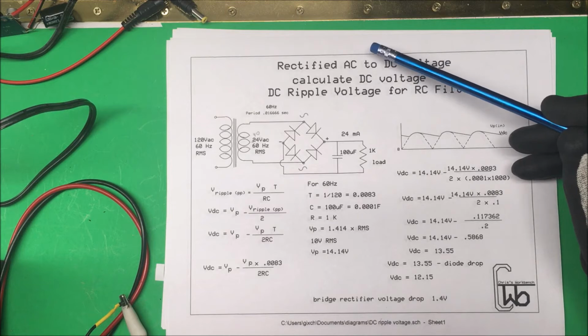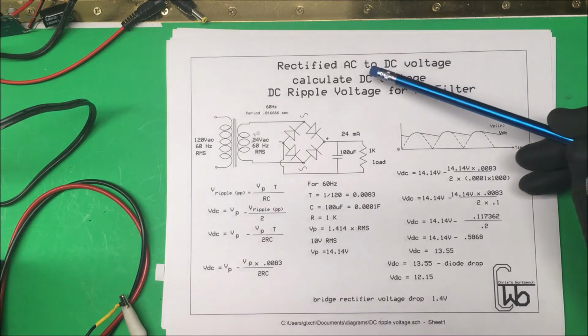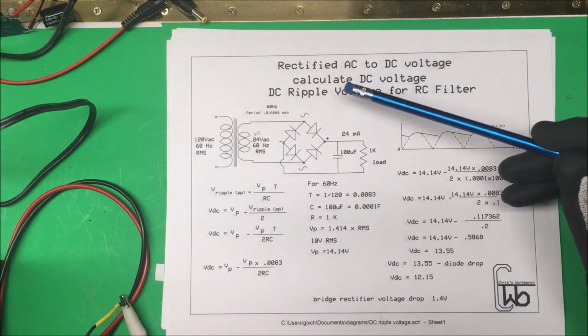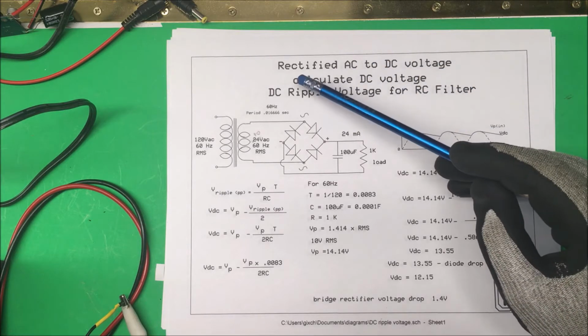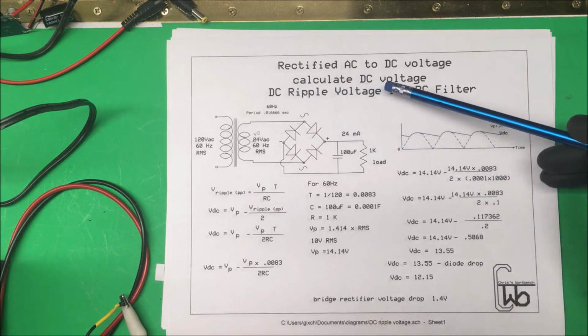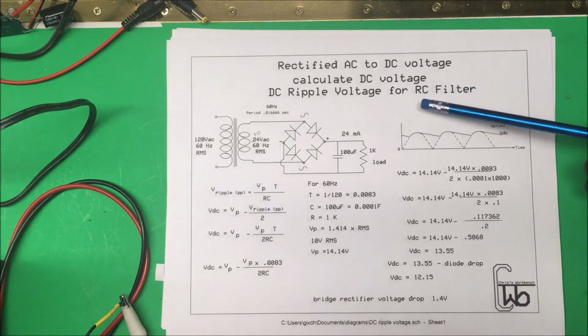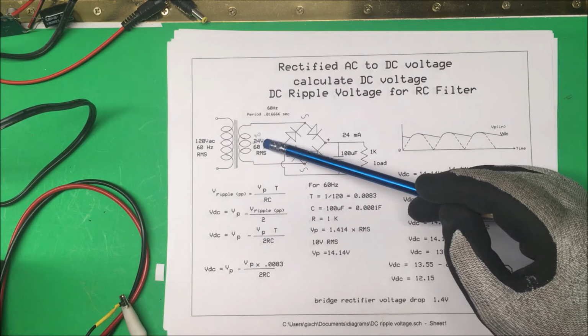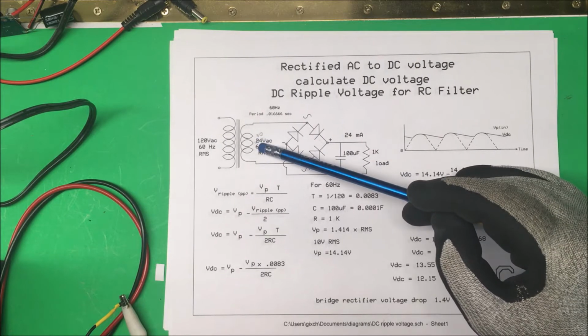Let's talk about a rectified AC to DC voltage, and we're going to calculate the DC voltage. Now the DC voltage is equal to the peak value minus the DC ripple voltage for the RC filter. Okay, so we're going to start off with 10 volts RMS AC voltage here coming out of the transformer.